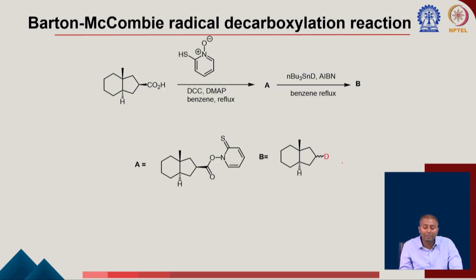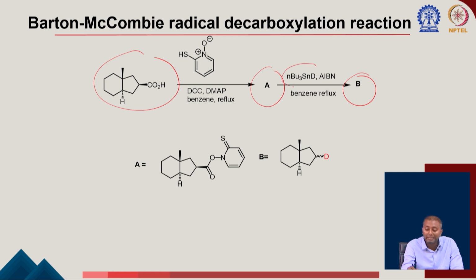There is another example here. This is an exam question: if you start with this carboxylic acid, what will be your A, what will be your B? If you use tributyltin deuteride, instead of hydrogen there will be a deuterium abstraction happening. I think I have already discussed that you end up getting this. This will be your A.